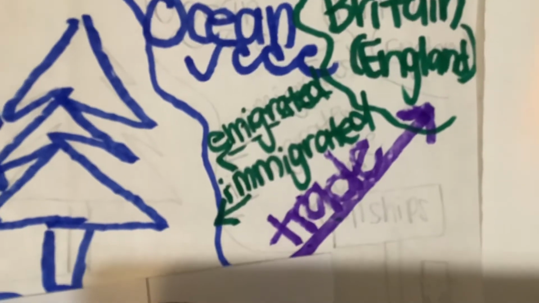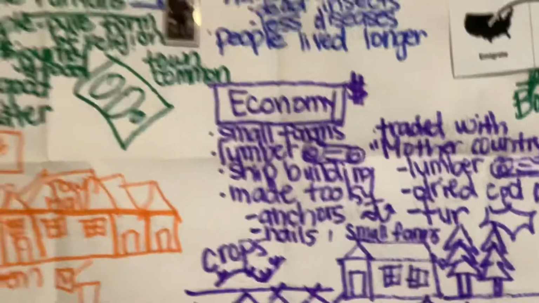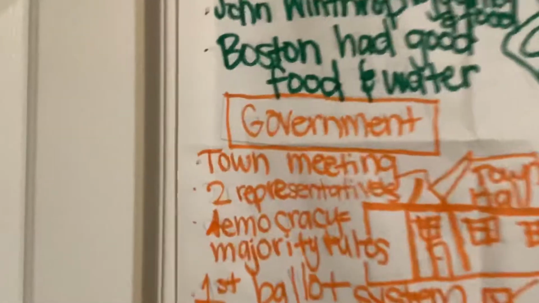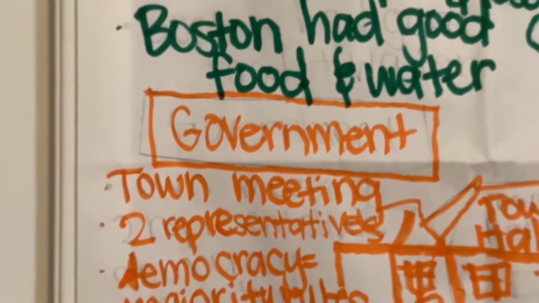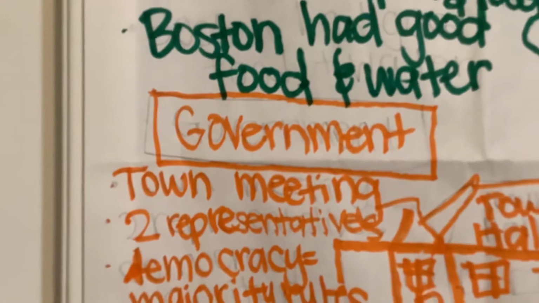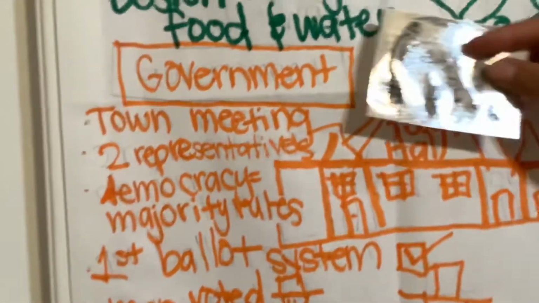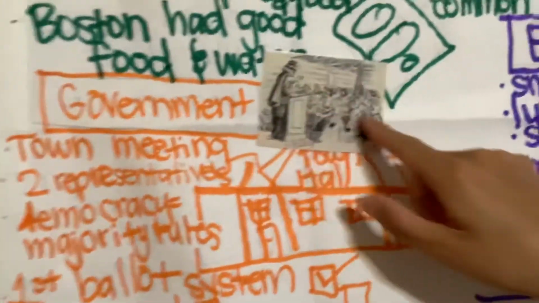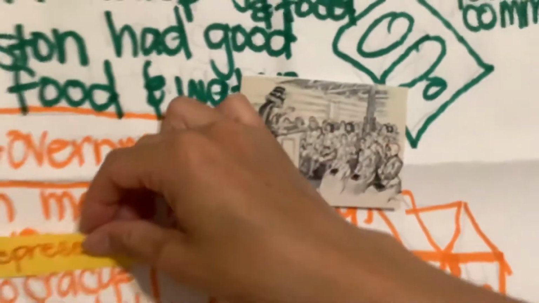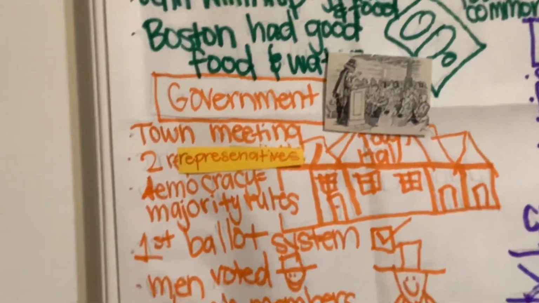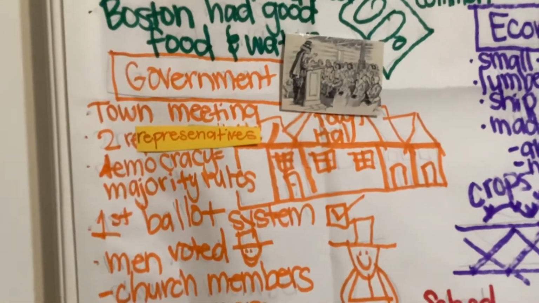Okay, we are going to move on to government. Say government. Government. So, they had town meetings. Say town meetings. In their town meetings, they would have 2 representatives. Read that with me. 2 representatives.